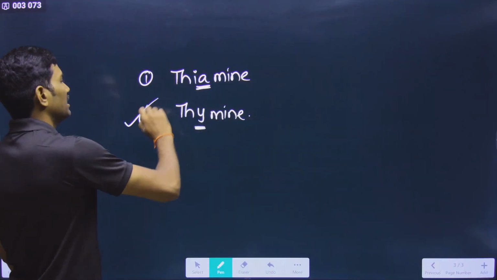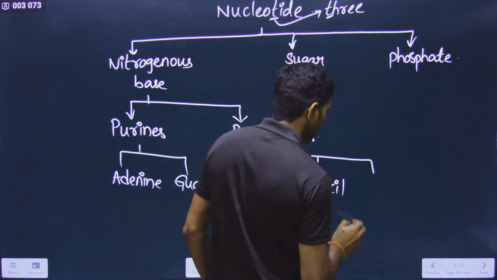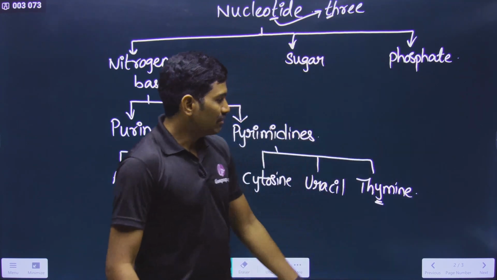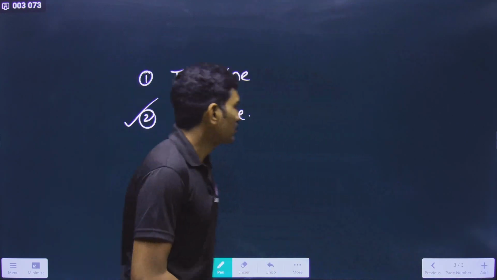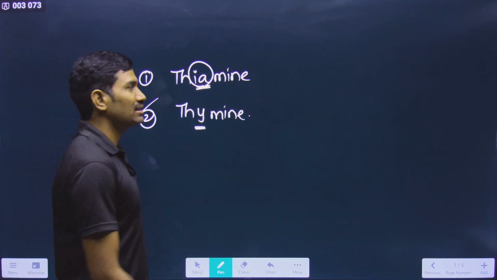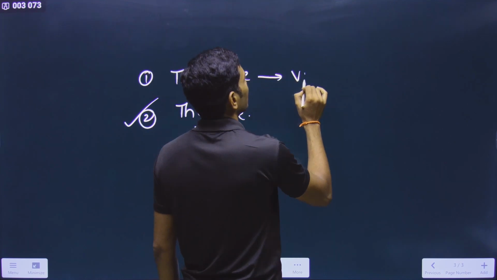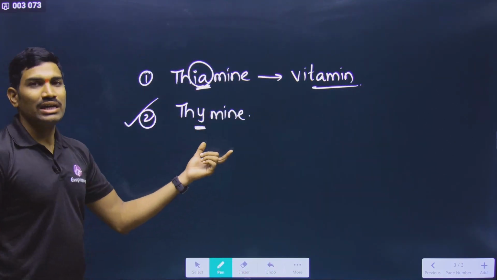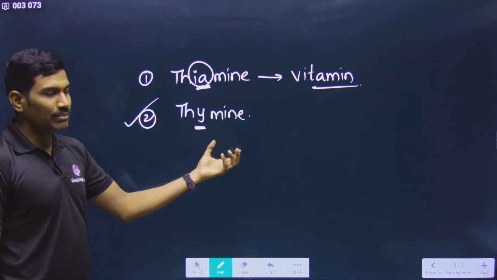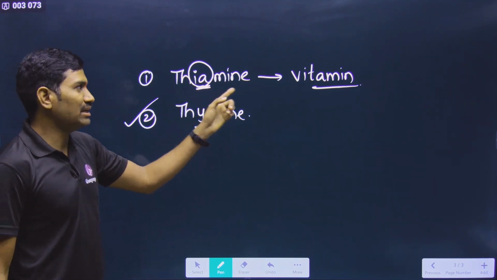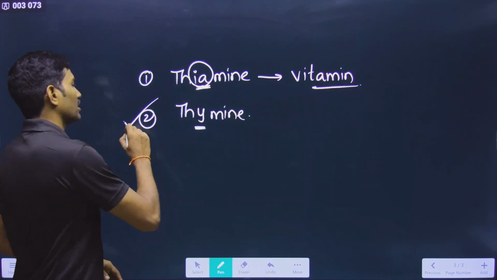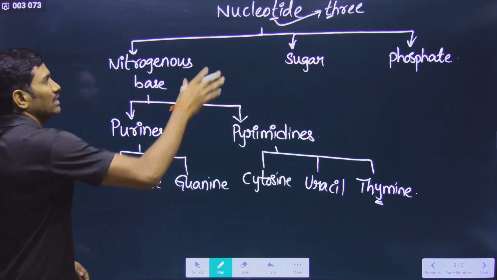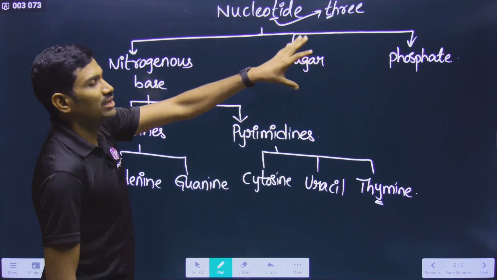And the answer is THYMINE. Spelling is very important here. If THYMINE is a pyrimidine, then what is THIAMINE? Thiamine is a vitamin. So THYMINE is a pyrimidine, but THIAMINE is a vitamin. Here we are talking about thymine as a pyrimidine. So in this way, the nucleotide has 3 components: nitrogenous base, sugar and phosphate.